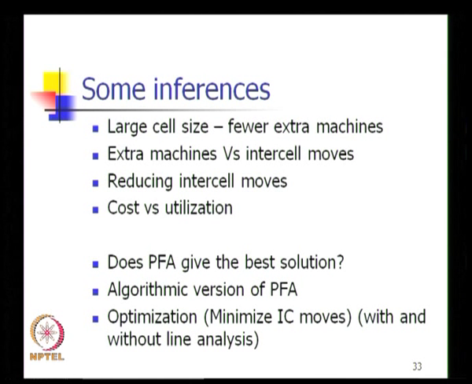Now, does production flow analysis give the best solution? Production flow analysis gives us a very good solution. Number one, it is easy to understand, it is easy to implement, it can even be done with a pen and pencil by hand. It does not require sophisticated algorithms to do that. Therefore, it can be well understood and done by the practicing manager himself or herself. So, the decision maker enjoys the liberty or the ability to make the decision himself or herself without falling back on additional expertise, because the method is very simple.